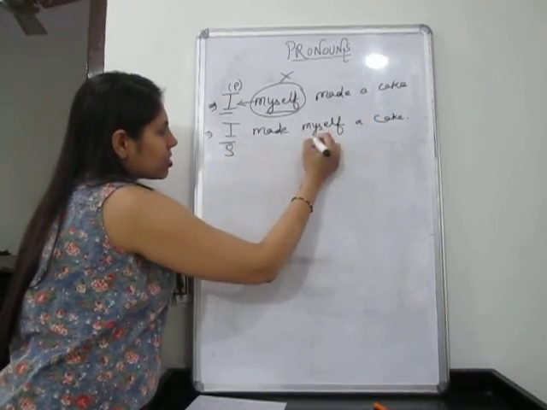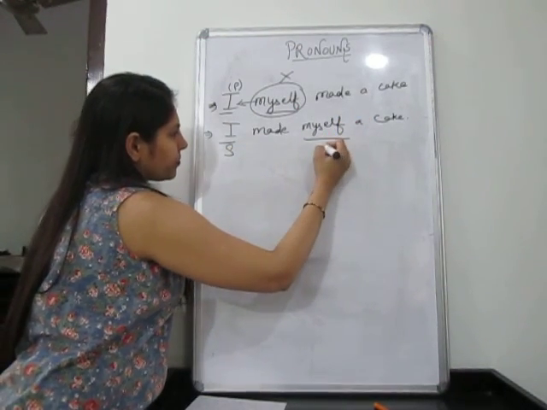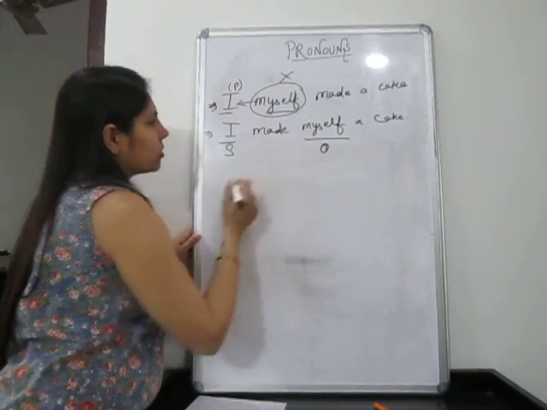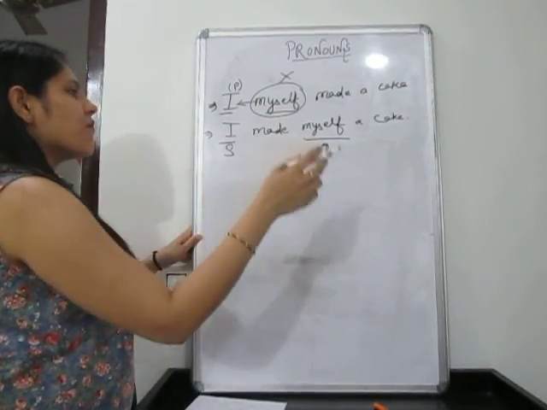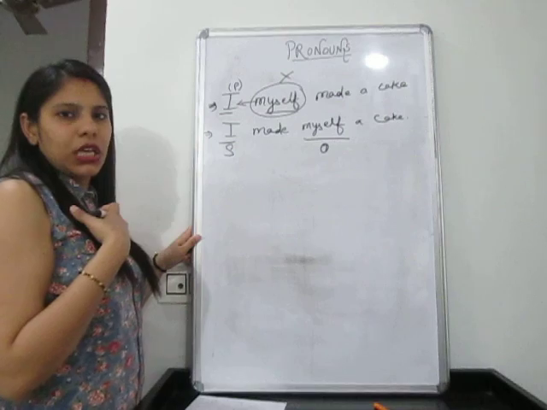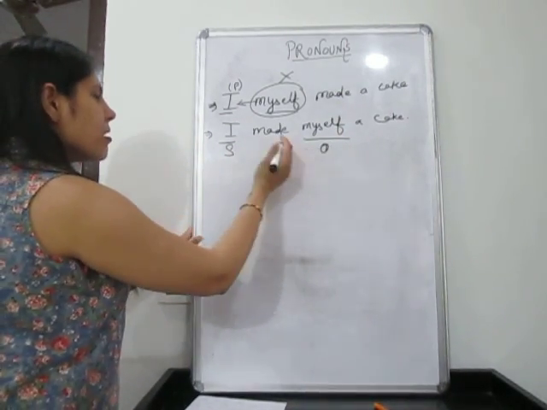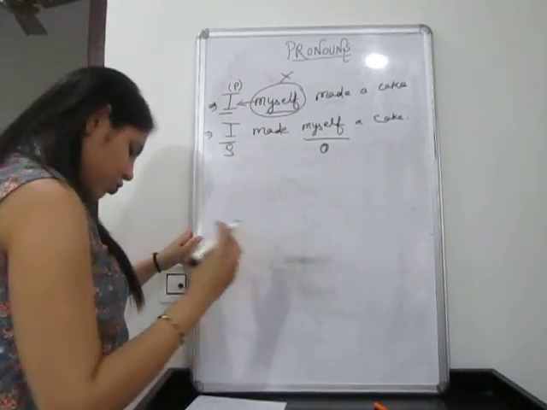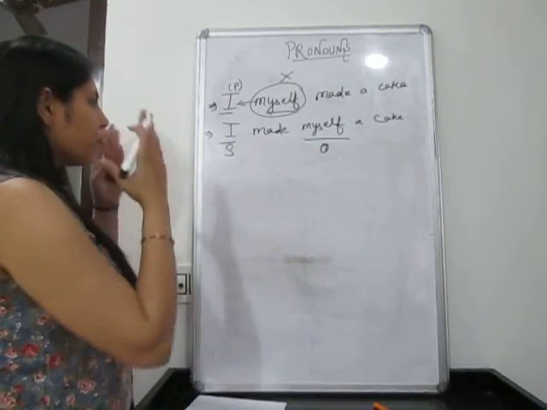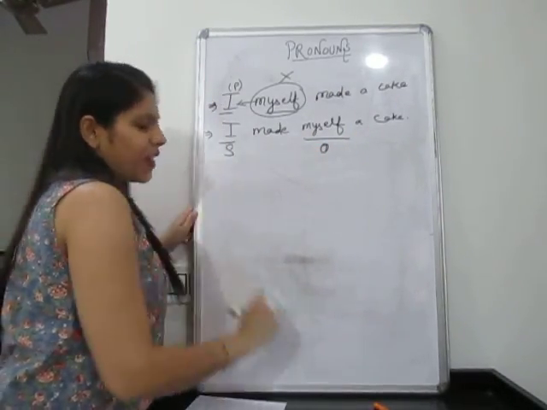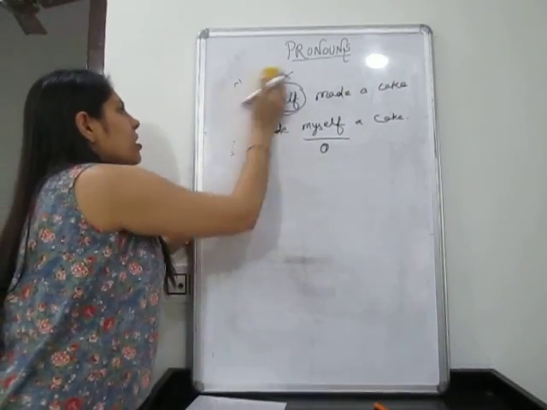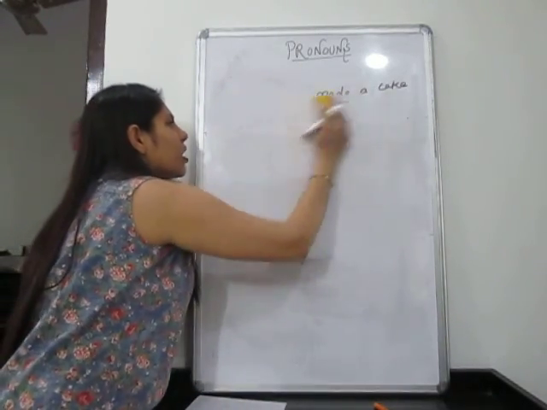I is subject and here it is object. I made myself a cake. Right? मैंने अपने लिए केक बनाया. So this makes sense here. I made a cake. Right? So this is the difference between intensive and reflexive pronoun. So with this example, students, we are done with our pronouns.